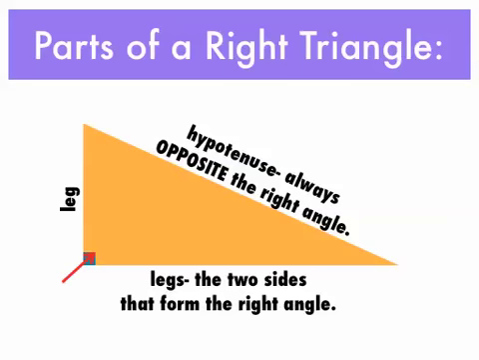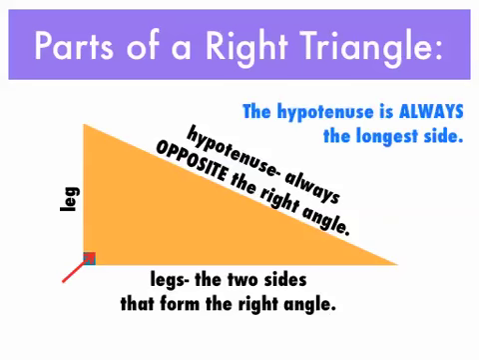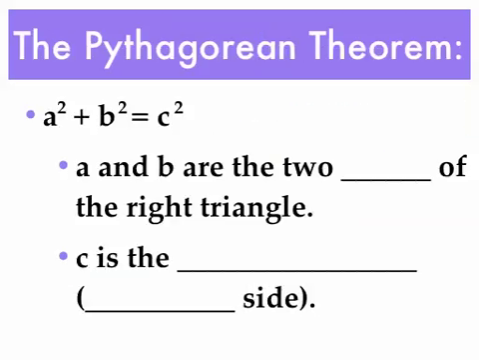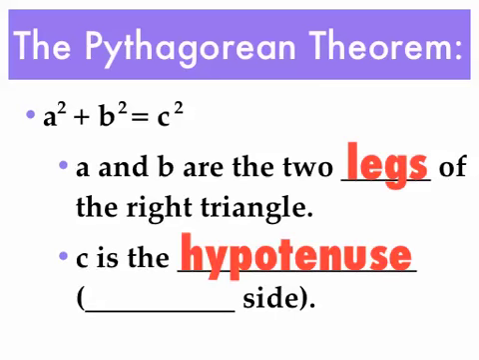One thing that I wanted to take note of really quickly is that the hypotenuse is always going to be the longest side. So if you just have three numbers, the largest number is always going to be the length of the hypotenuse of a right triangle. The Pythagorean theorem is a squared plus b squared equals c squared. A and b are the two legs of the right triangle, and c is the hypotenuse, which we just said is going to be the longest side, or the largest number.